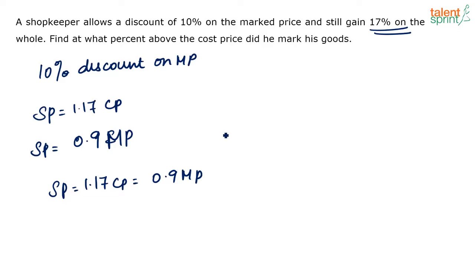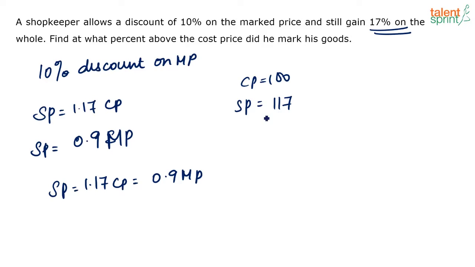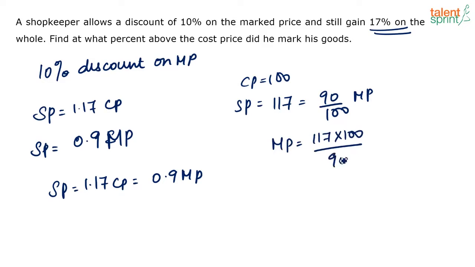Actually to do this, why don't we assume the cost price to be 100? Then it will be easier. So if cost price is 100, what is the selling price? Selling price is 117. And now this 117 is equal to 90 by 100 times the marked price. So the marked price is equal to 117 into 100 by 90, correct? So you get this as 130.